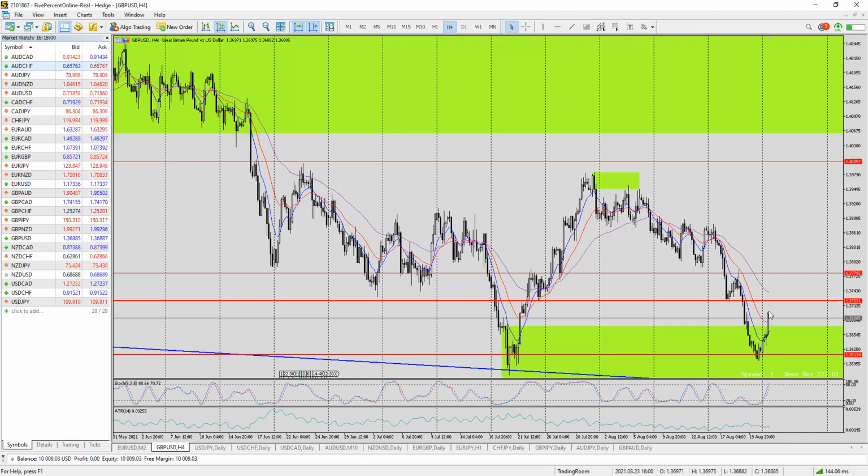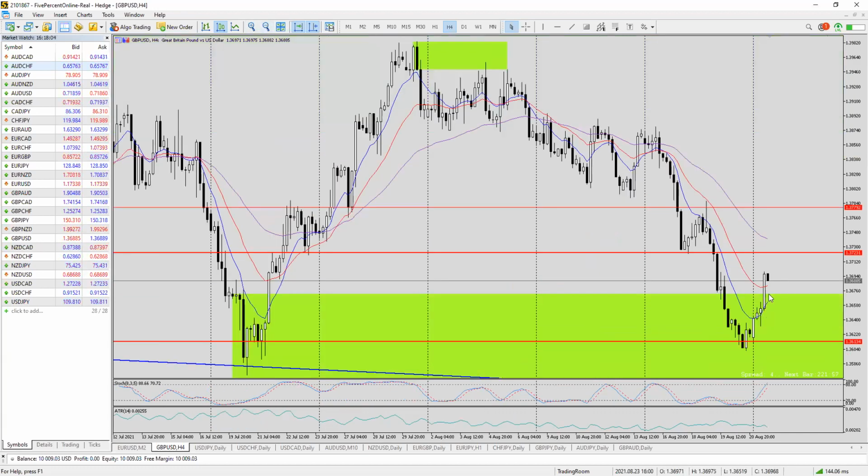But as you can see, the moving averages are starting to curl up. If they cross each other, the pound dollar may go a little bit higher. The moving averages cross, it retests the moving averages and then continues higher. That's a possibility for a reversal for this week.